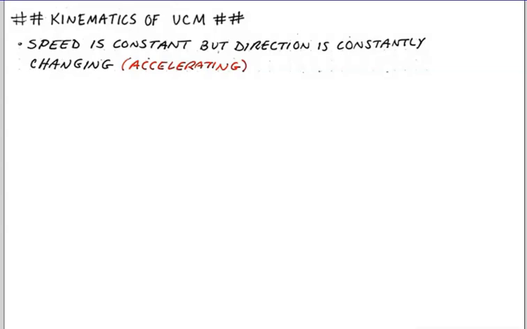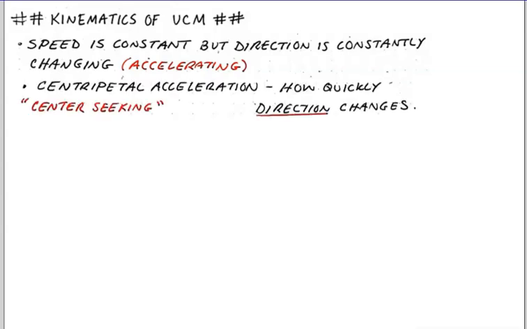When acceleration is perpendicular to velocity, that's when the direction is going to change. We call this a centripetal acceleration. It describes how quickly direction changes. The word centripetal means center-seeking. We use that term because the acceleration is always directed toward the center of the circular path.